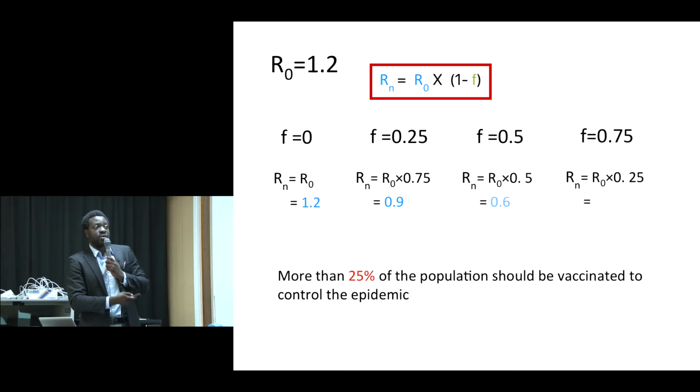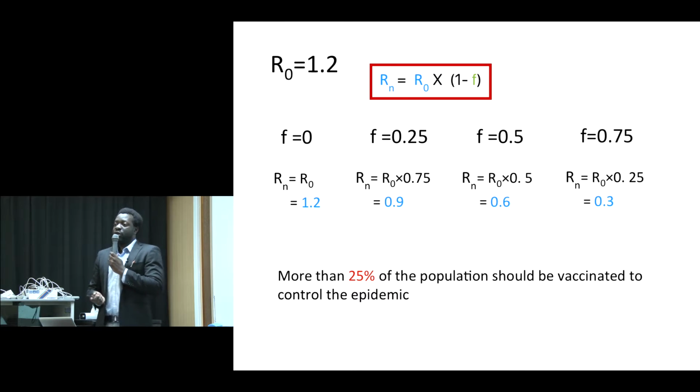And we can go on and on. But what does it tell us here? It tells us that if R naught is small, it takes only a small fraction of people to be vaccinated in order to be able to control the epidemic. So this is very important.